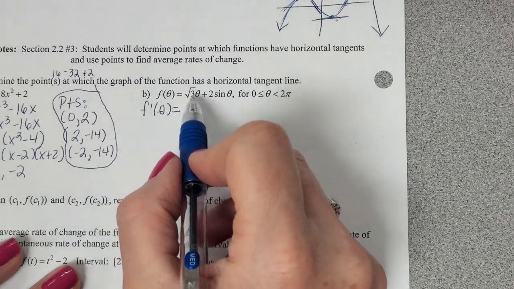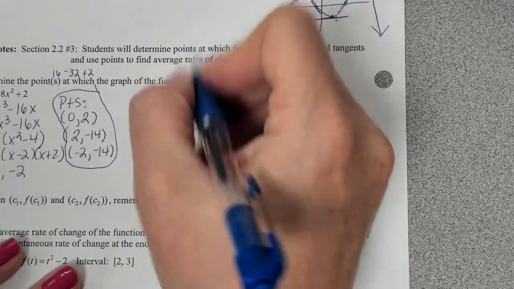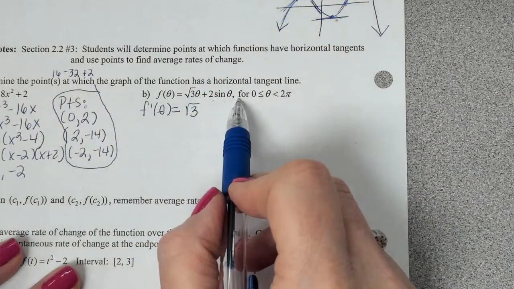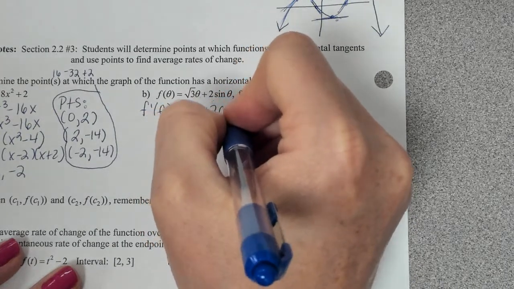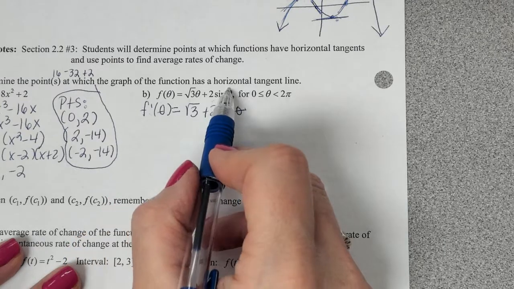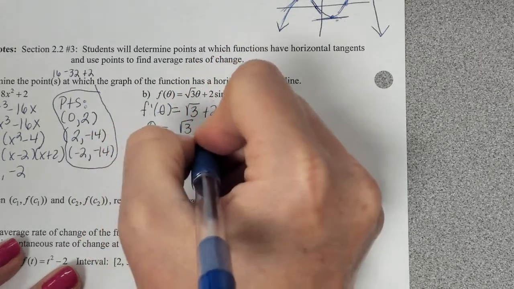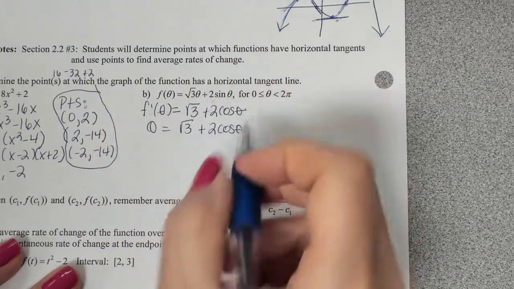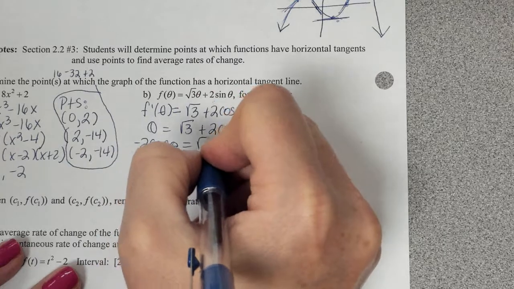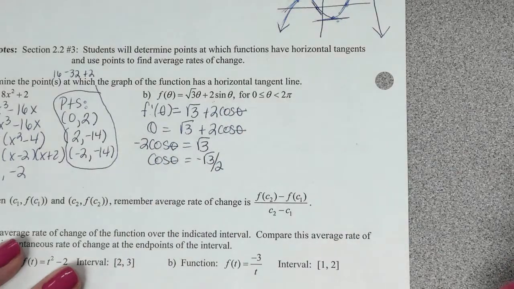So what if we had radical 3x? What's the derivative of that? It's kx, so it's just going to be radical 3, just k. The derivative of 2 sine theta, 2 cosine theta. So that's our derivative. The derivative tells us slope. We want to have a horizontal tangent line, so we want to have a slope that's 0. So solving this, I get negative radical 3 over 2.